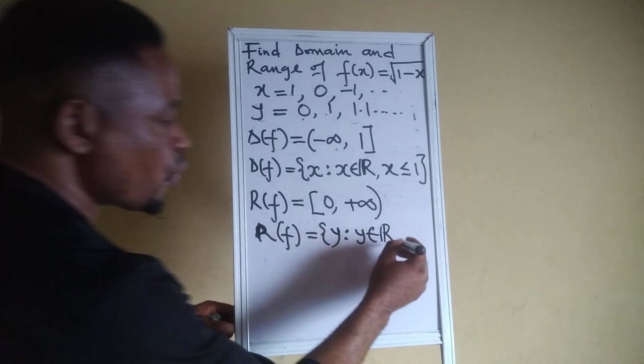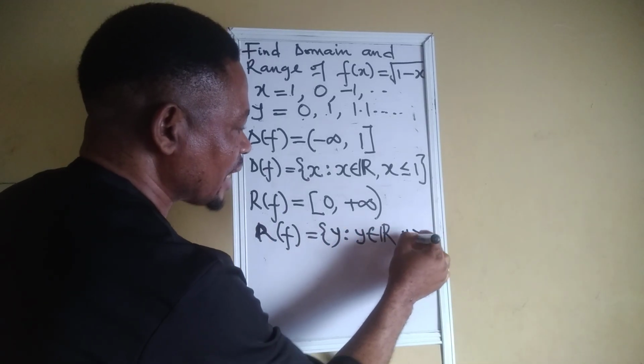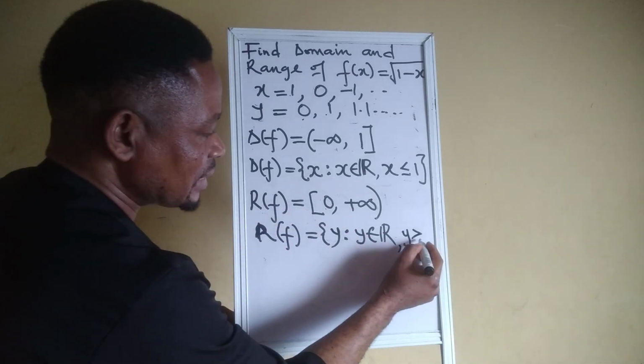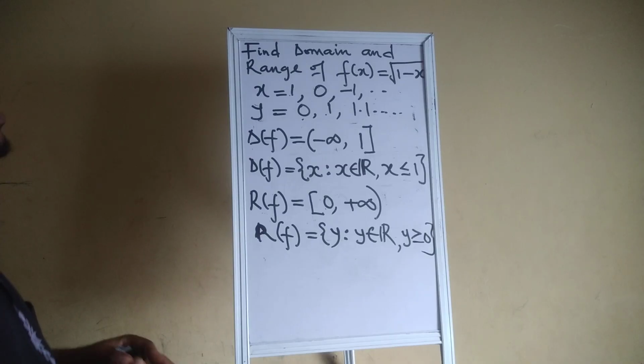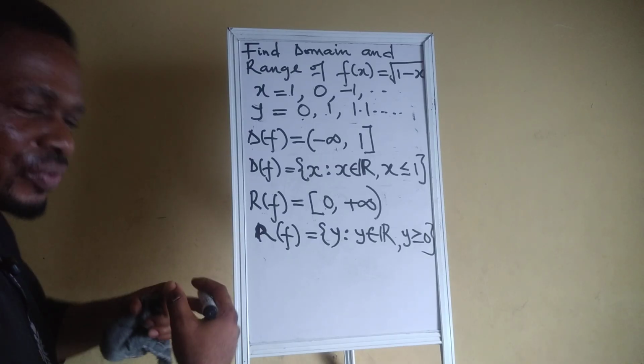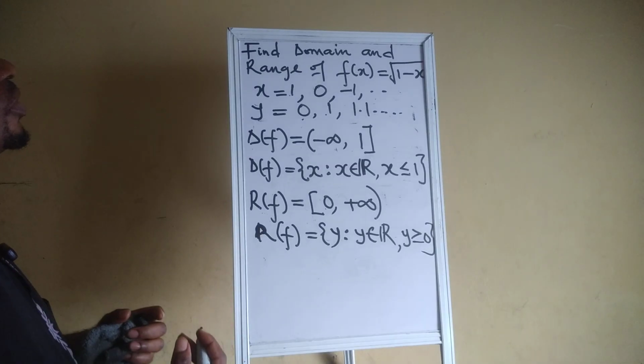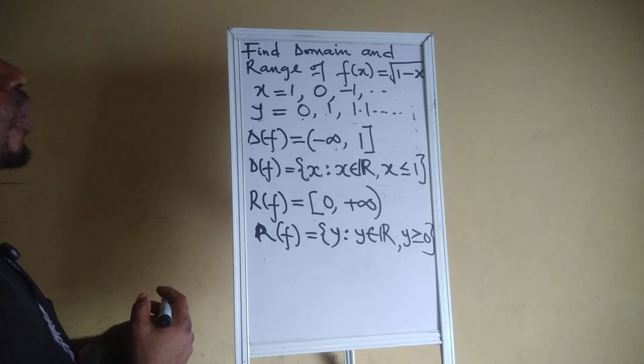Are you with me now? Where the value of y is greater than or equal to 0. This is exactly how to identify the range and domain of a square root function.